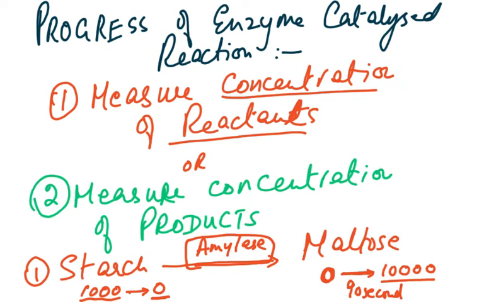So please understand, how do we study progress of enzyme catalyzed reactions? Number one, measure the concentration of the reactant. So we measure, okay, starch present? Yes, still present. Okay, every 30 seconds we take a sample. And then finally we say, okay, no more starch is present. How much time did it take? 90 seconds. So at 90 seconds, all the starch was converted to maltose.